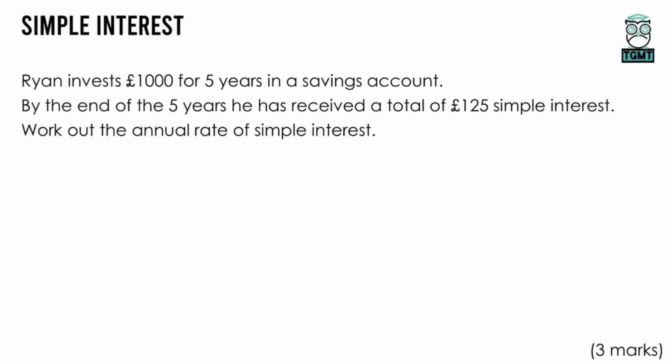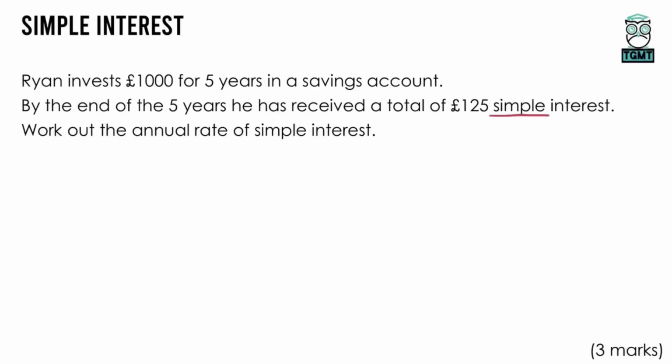Now in this question, we are looking at some simple interest. It says here, Ryan invests £1,000 for 5 years in a savings account. By the end of the 5 years, he had received a total of £125 simple interest. Work out the annual rate of simple interest. Now, in a question like this, simple interest is the nice one. It means that you only get the same amount of interest every single year.